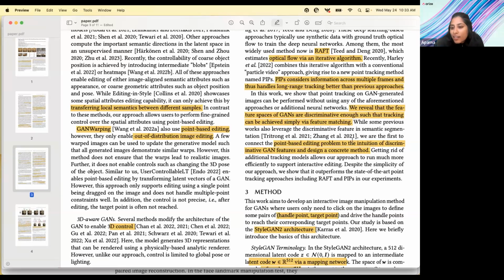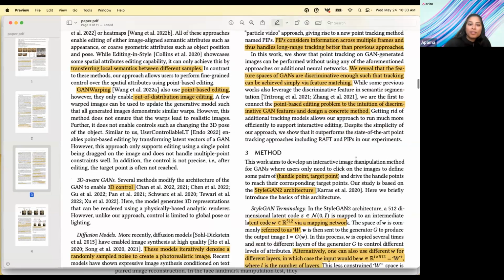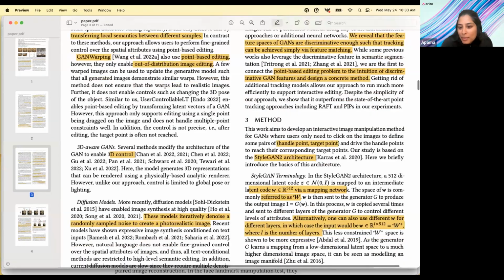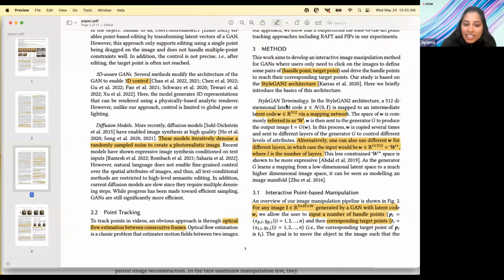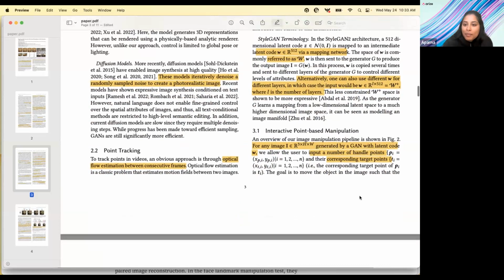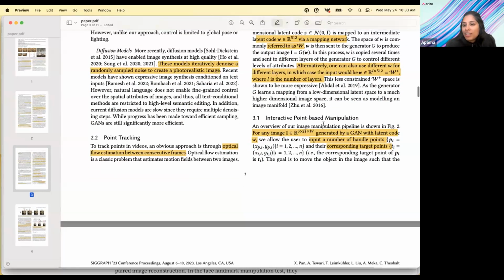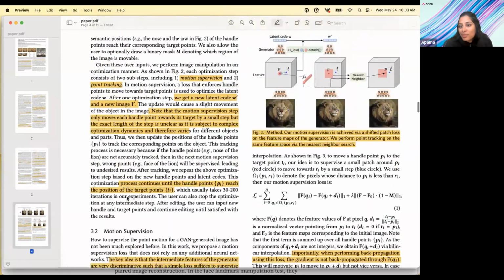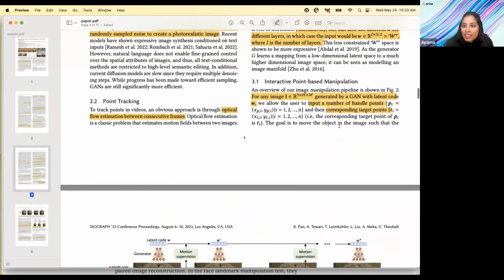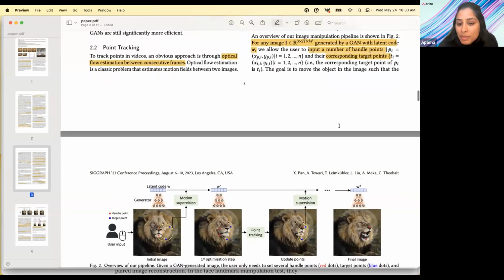Yeah, and so they were the first to connect the point-based editing problem to the intuition of discriminative GAN features and design a concrete method. So that was what was unique about this paper. As you dive into the actual method, it breaks down into a component of point-based manipulation and then a component around motion supervision. So what does that actually mean? First is the point-based manipulation.